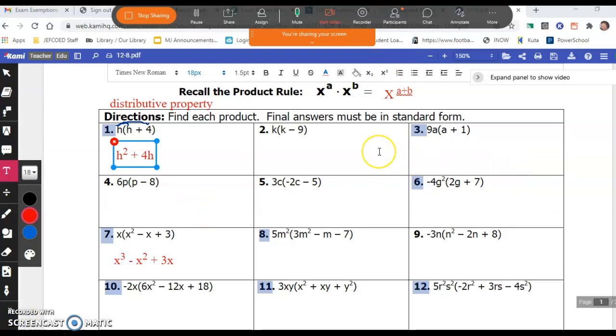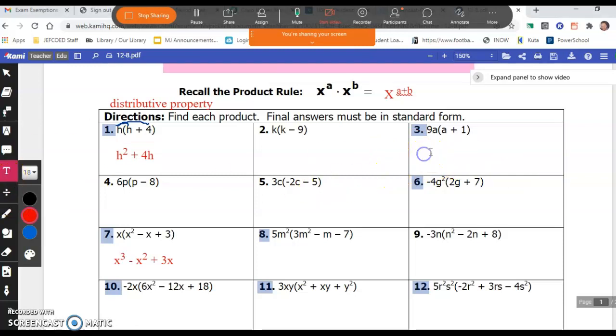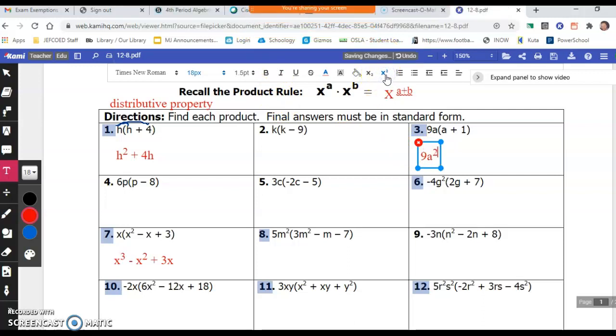All right, so looking over at number 3, we got to distribute the first term, the monomial, 9a, to a and 1. So 9a times a, that's going to give me what? 9a squared. 9a squared plus, and 9a times 1 is just going to be what? 9a. All right. I feel 4 and 5 are going to be very similar to the ones that we look at upcoming. So let's go ahead and go to number 6.